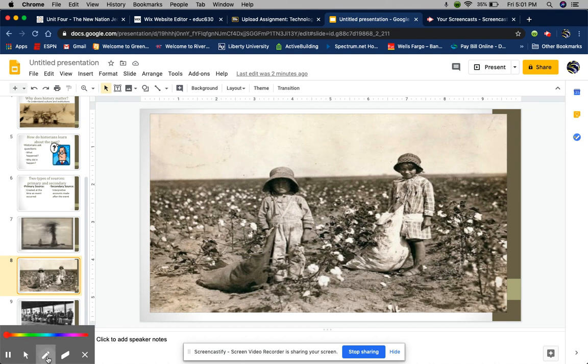The next picture, we see very clearly two children, right, standing in a field. And what kind of field is this? What are they looking at? What are they doing? Well, based on evidence, they're probably picking cotton, right? Picking cotton and putting it in their little sacks. Okay, maybe they work on a farm. Maybe they work in the South, because we know that cotton grows very well in the South.